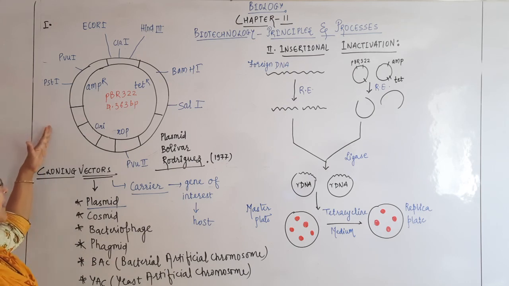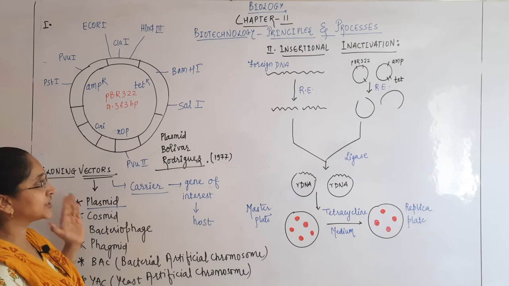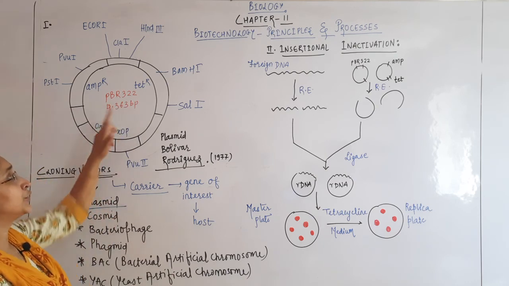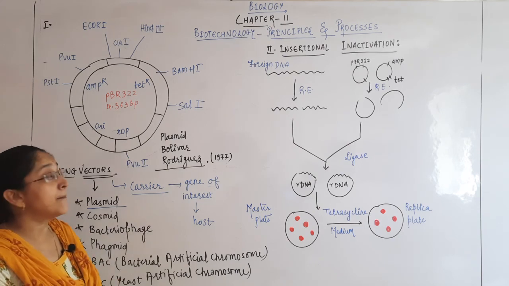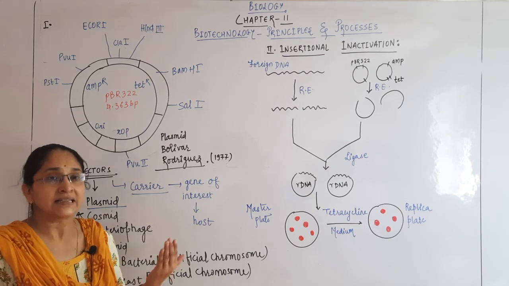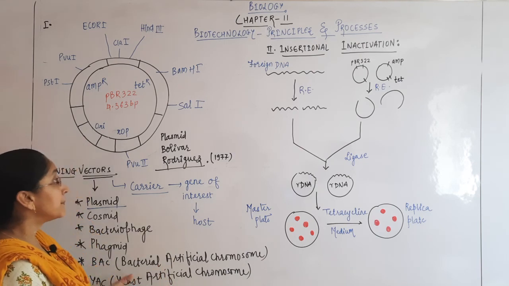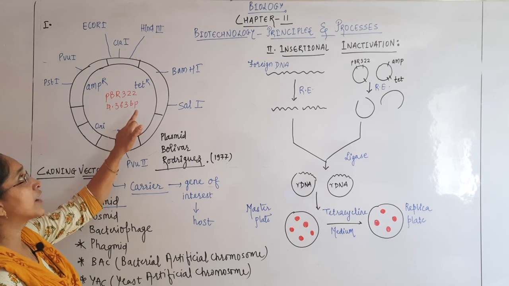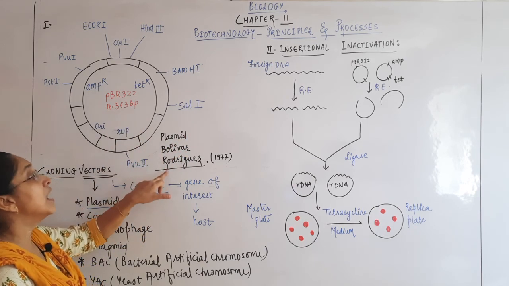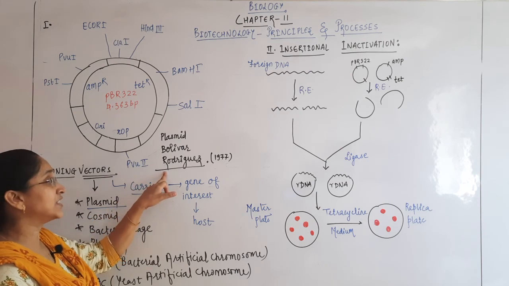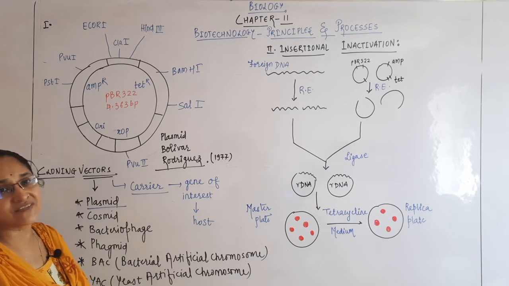Now, this is the diagrammatic representation of an artificially prepared cloning vehicle which is referred to as pBR322. It consists of 4,363 base pairs. Now, what are base pairs? That is the nitrogenous bases adenine, thymine, guanine, cytosine. Why is it referred to as pBR322? The p stands for plasmid, B for Bolivar, and R for Rodriguez. That's the name of the scientists. This was artificially prepared in the year 1977.